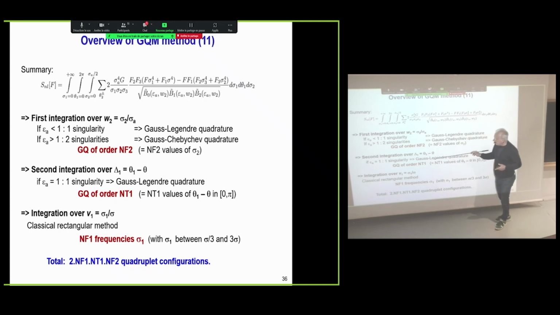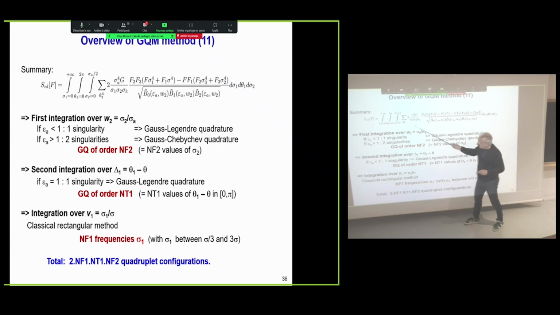And here we use a Gauss-Legendre quadrature, which is also suitable for this particular type of singularity. And it is numerically approximated using a number of points, which is called here NT1. And finally, for the last integral here, we are simply using the classical rectangular method because it appeared to be sufficient.